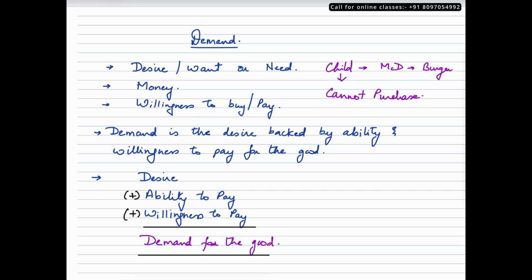So that would bring us to what demand is. In simple, layman language, demand is the desire backed by ability, that is your purchasing power, and willingness to pay for that commodity. So supposedly now this child does have the required amount of money. Then this child will be able to purchase the product. In that scenario, the child just created demand for this burger from McD. Clear? So for effective demand to exist, we need these three things. We need the desire, the ability to pay, which is the purchasing power, and the willingness to pay.